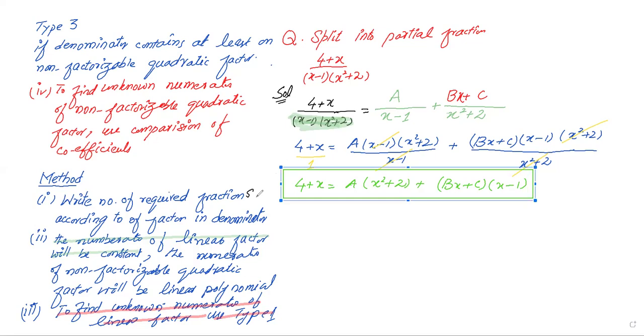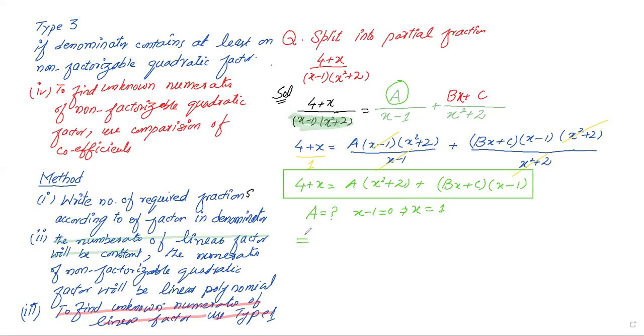Now, what will you do? You have to find the value of a over here. What is a? It is the numerator of x minus 1. So as in type 1 and type 2, if you want to calculate the value of a, put its denominator equal to 0 and find the value of x. So I will get x minus 1 equal to 0. This implies the value of x is equal to 1.